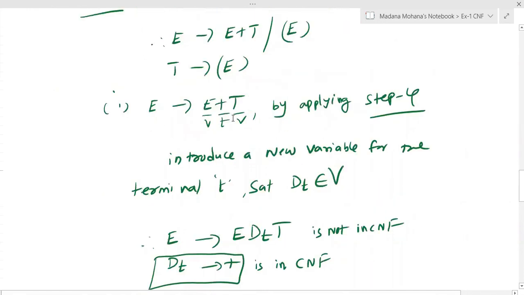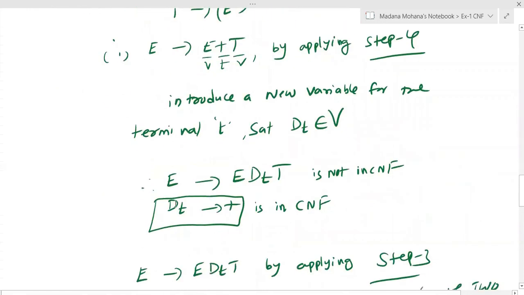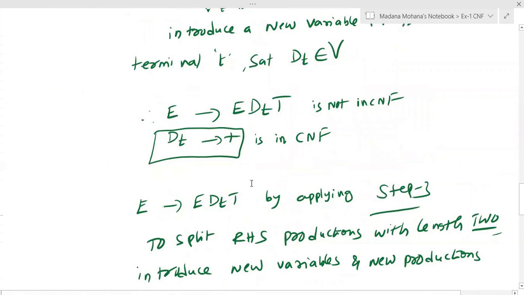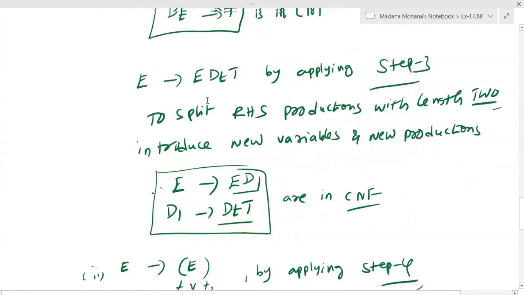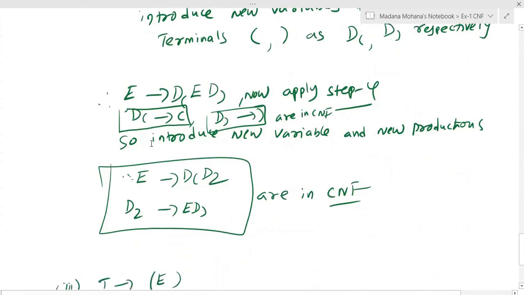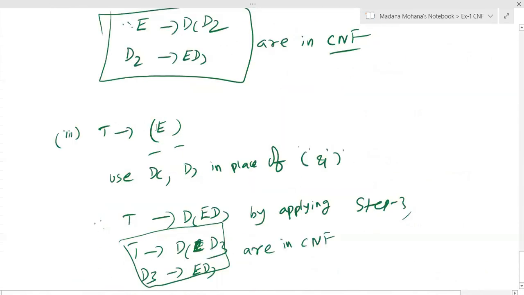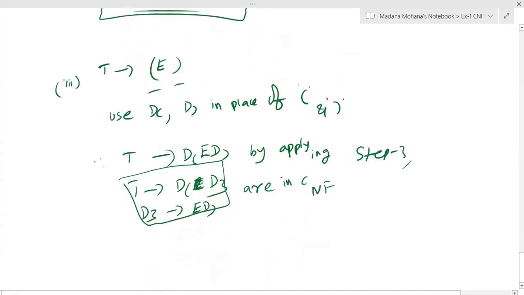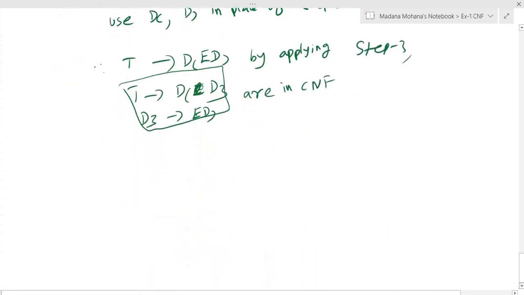E derives E plus T is reduced to CNF. Then E derives E within braces is also reduced to CNF. Then T derives T E within braces is also reduced to CNF. Now already in step 2, some of the productions are in CNF. Then in steps 3 and 4, we obtained some productions which are in CNF.